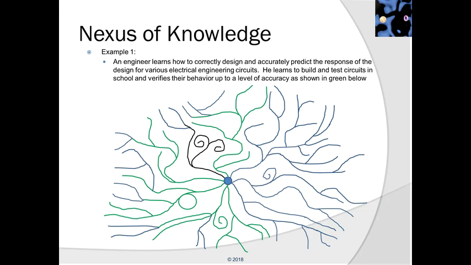Example 1. An engineer learns how to correctly design and accurately predict the response of the design for various electrical engineering circuits. He learns to build and test circuits in school and verifies their behavior up to a level of accuracy as shown in green below.